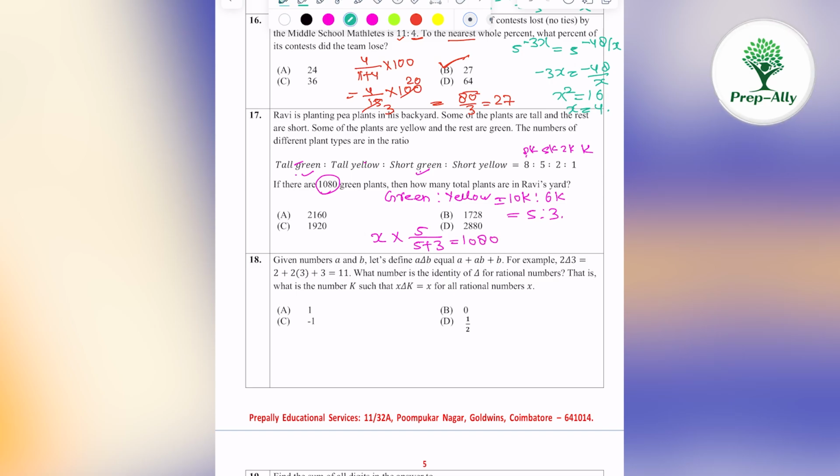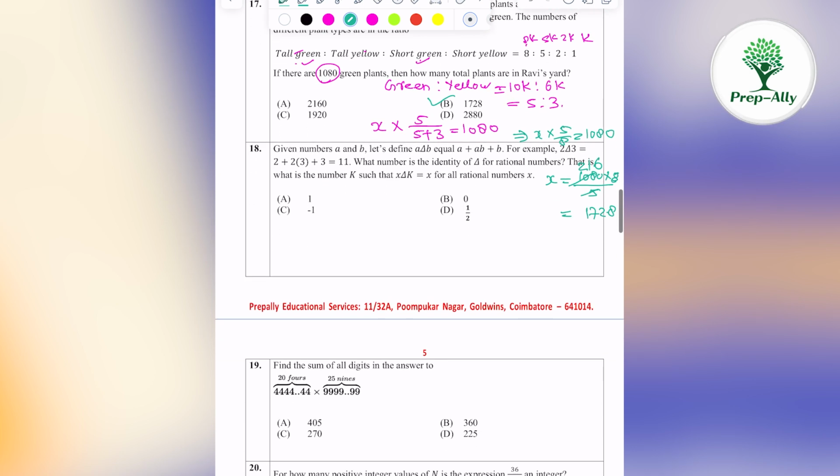If we simplify this, x into 5 upon 8 is equal to 1080, and again we can write x is equal to 1080 into 8 upon 5. Again we can solve this: 5 2s are 10, this is 16. If we multiply, 8 2s are 16 and 17. So option B is the correct one here.